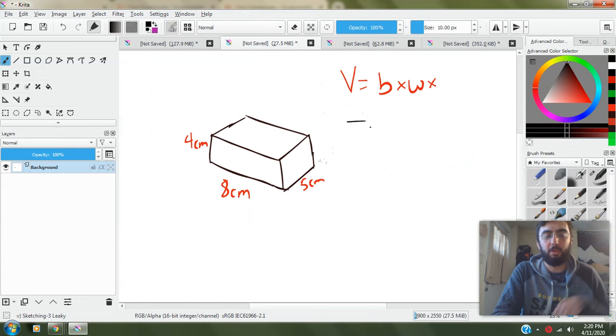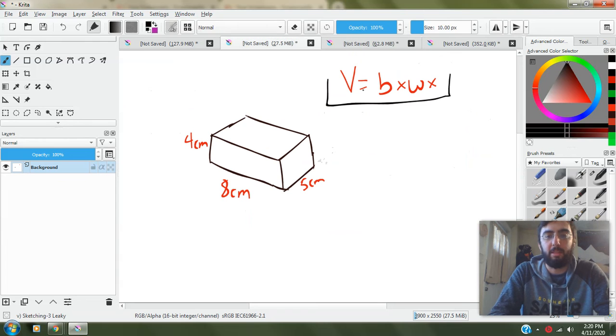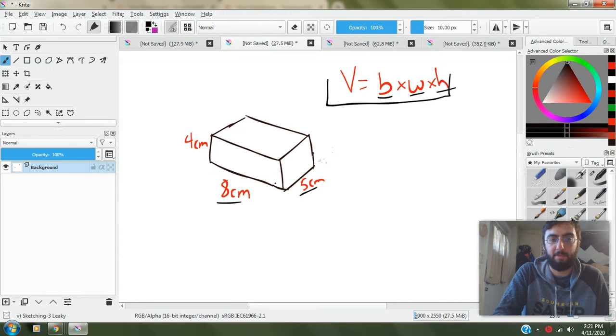So a quick review of how to find volume is you take the base, multiply the width, and multiply by the height. All right, so you have those three important measurements on whatever that structure, that box, whatever it is. You're going to be using those each time. So for example, here we have 8, we have 5, and we have 4 as the base, the width, and the height.